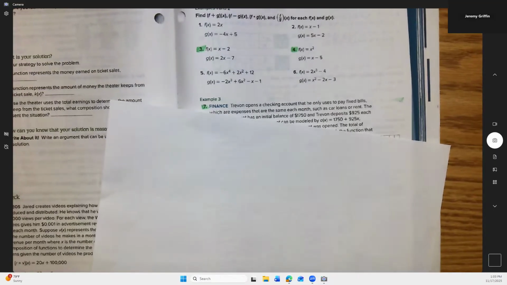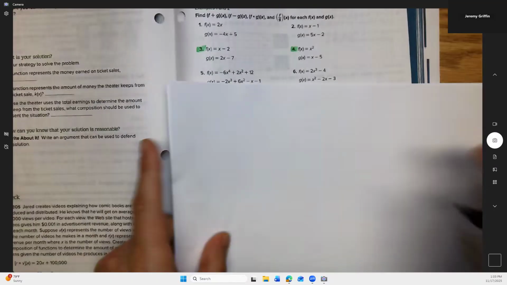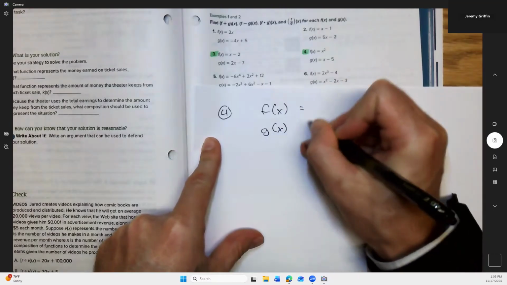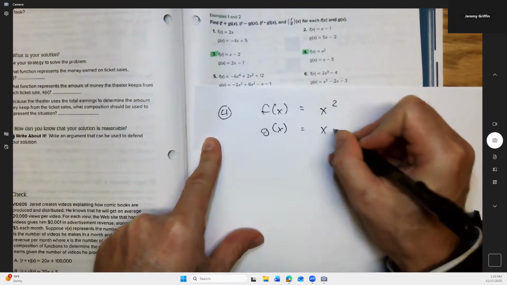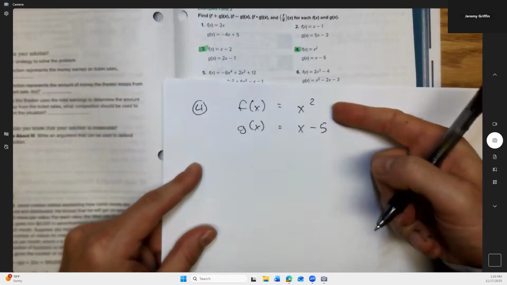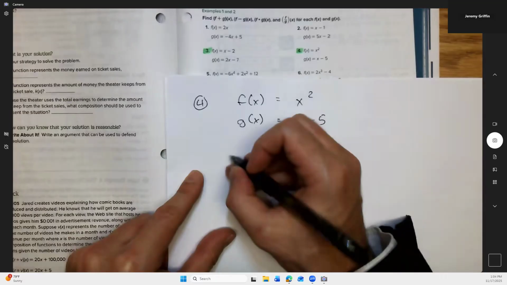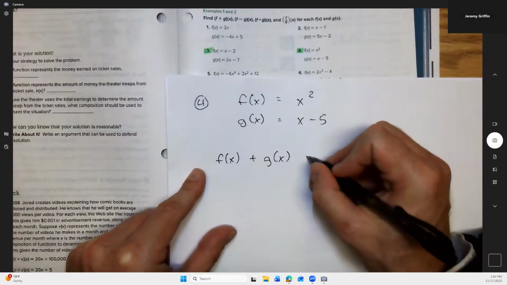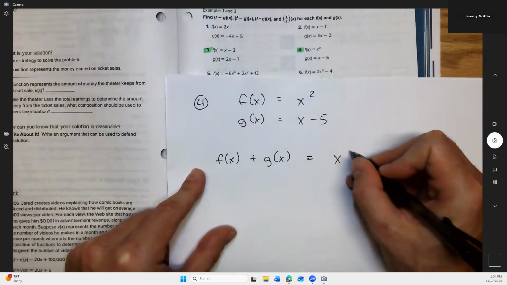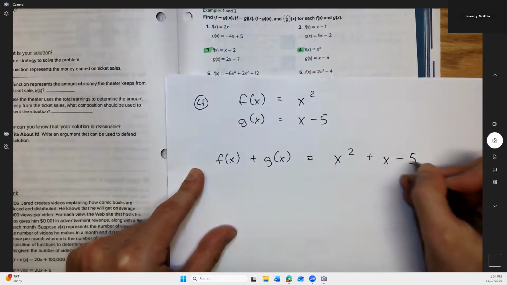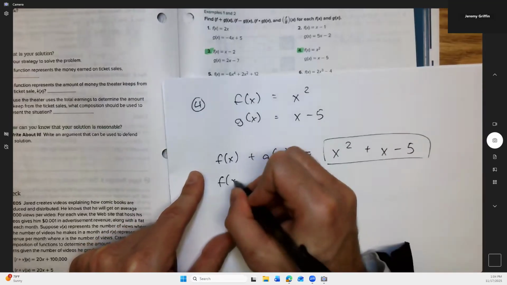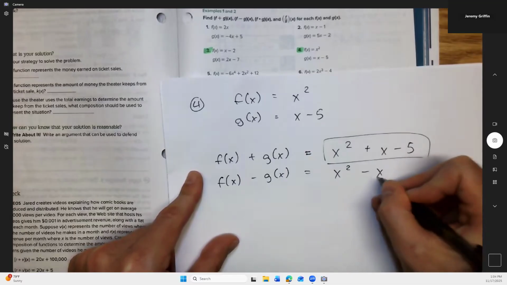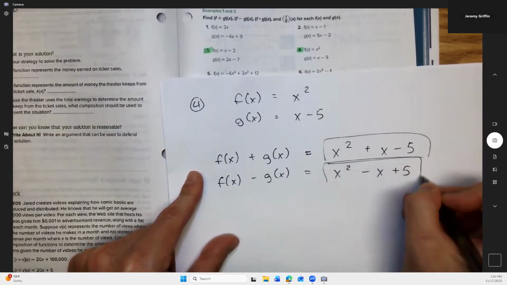Number 4, I have highlighted here. So we get a new f of x and a new g of x. We've got x squared and x minus 5. So one of these looks like a parabola. It's interesting, maybe. If you do f of x plus g of x, start with that. Well, there are no like terms, so we're just going to add everything up. Here's my f of x. Here's my g of x. Boom, done. To do f of x minus g of x, start with my x squared, I'm subtracting off this x, and then minus a minus, this 5 turns back positive. Boom. Now that one's done.